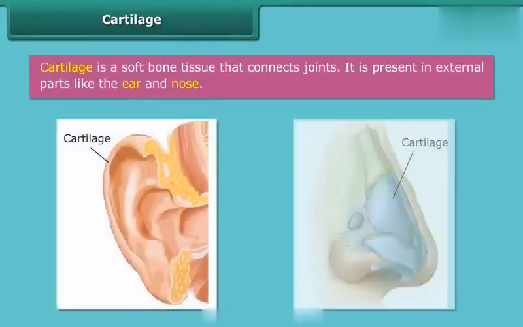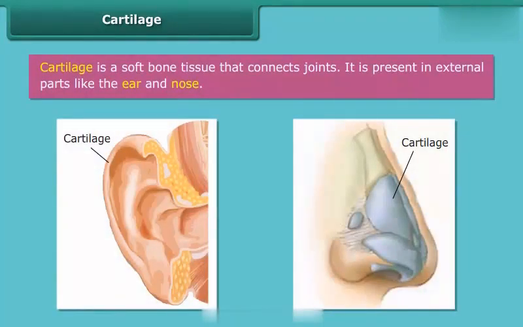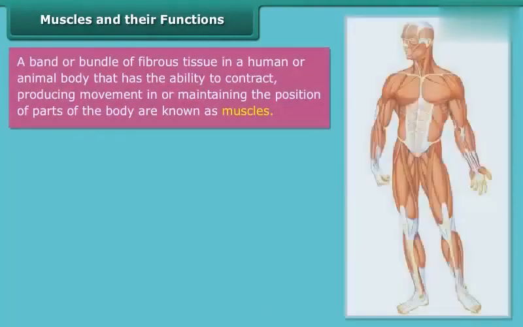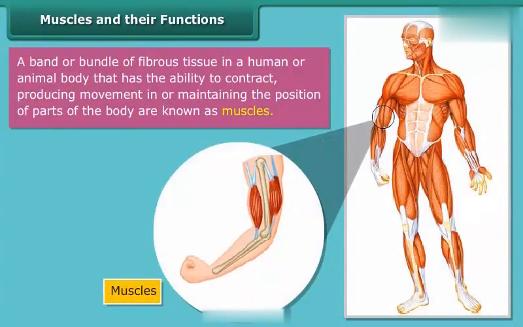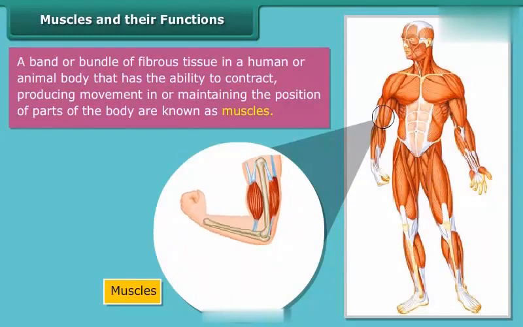Cartilage. Cartilage is a soft bone tissue that connects joints. It is present in external parts like the ear and nose. Muscles and their functions. A band or bundle of fibrous tissue in a human or animal body that has the ability to contract, producing movement in or maintaining the position of parts of the body are known as muscles. The movement of the body is controlled by alternate contractions and relaxations of two sets of muscles.